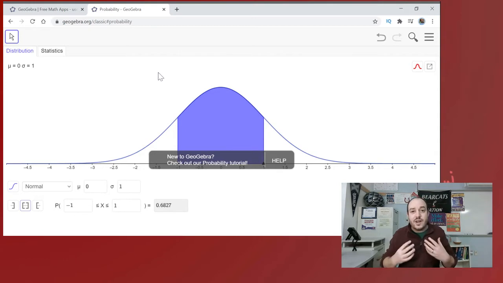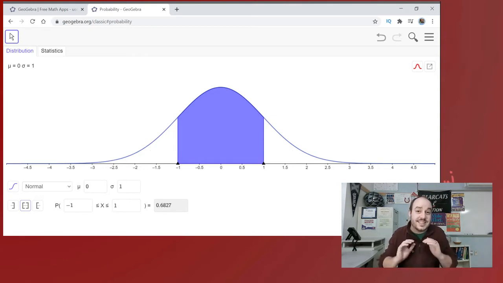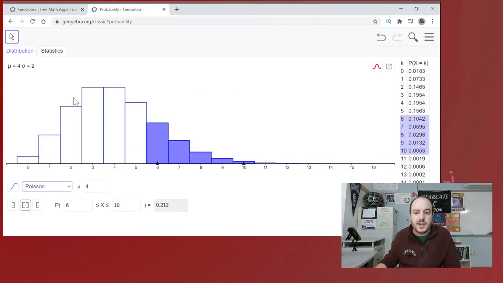Now, you'll notice that right now we're looking at a normal curve, which is not what we want to be doing. What we want to be looking at is a Poisson distribution. So if you go into this menu right here where it says normal, you can actually change the normal distribution to be Poisson. So I'm going to go and change that to Poisson. And now you can see we have a histogram here, and it's going to be set up much more as the probability distribution we're looking for, a Poisson distribution.